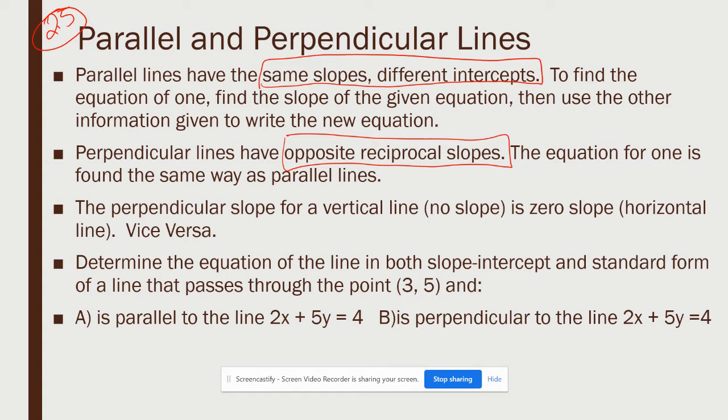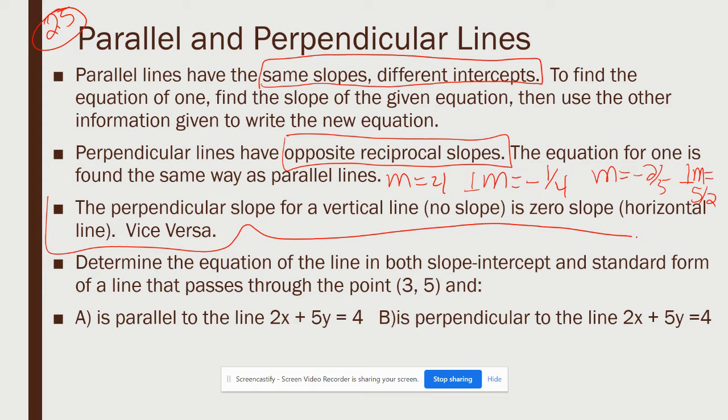Reciprocals are flipping fractions. So if we had a slope of 4, the opposite of positive 4 is negative 4. And if I flip 4, which could be 4 over 1, that would be 1/4. If I had m is equal to negative 2/5, then the perpendicular slope, let's set it upside down, capital T means perpendicular, would be a positive 5/2.